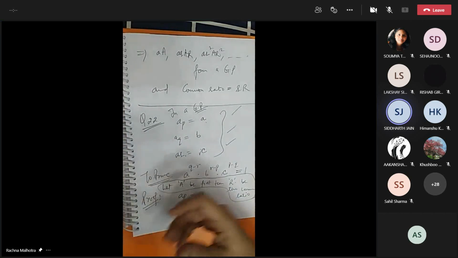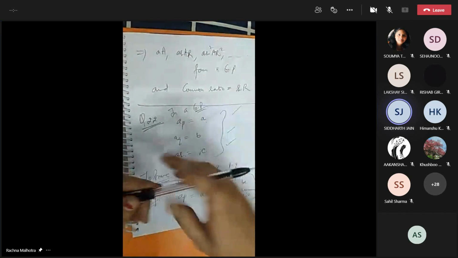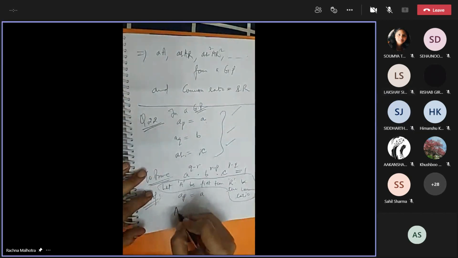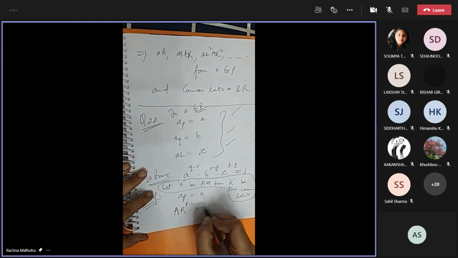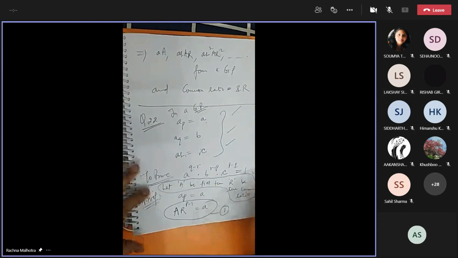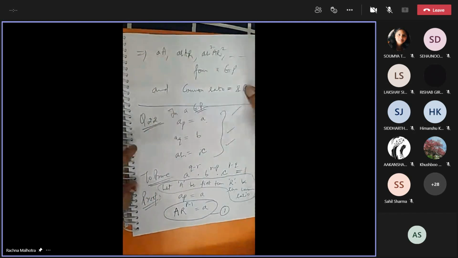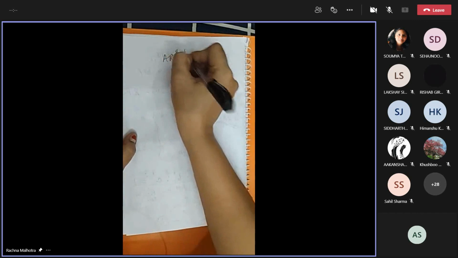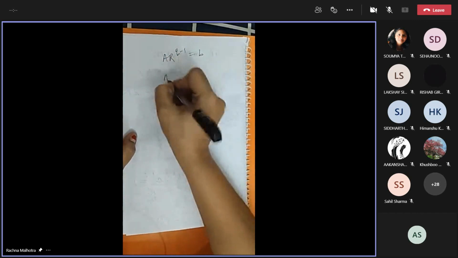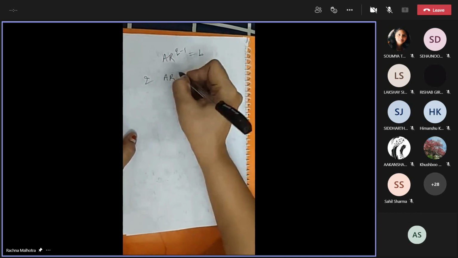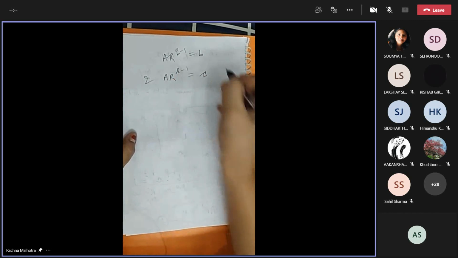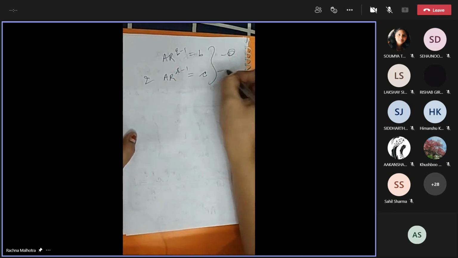Capital A into capital R to the power P minus 1. Yes, this is the first term, A R to the power P minus 1, that is A. Just give it number 1. Shall I proceed now for the next part? Qth term, A R to the power Q minus 1, that is B. Similarly, Rth term, this is C. This is number 2, number 3.